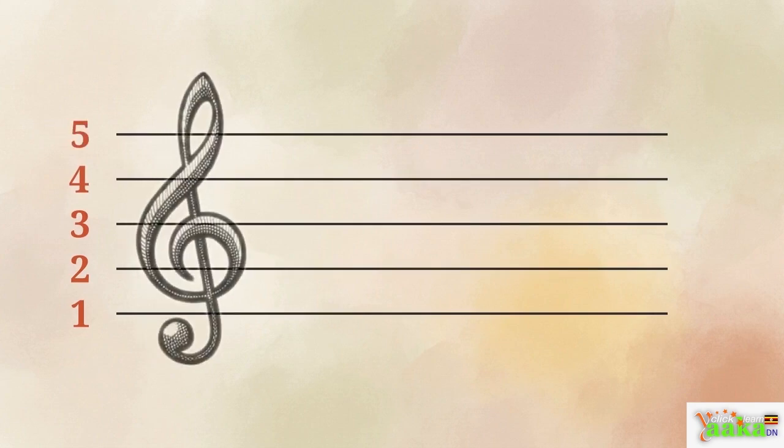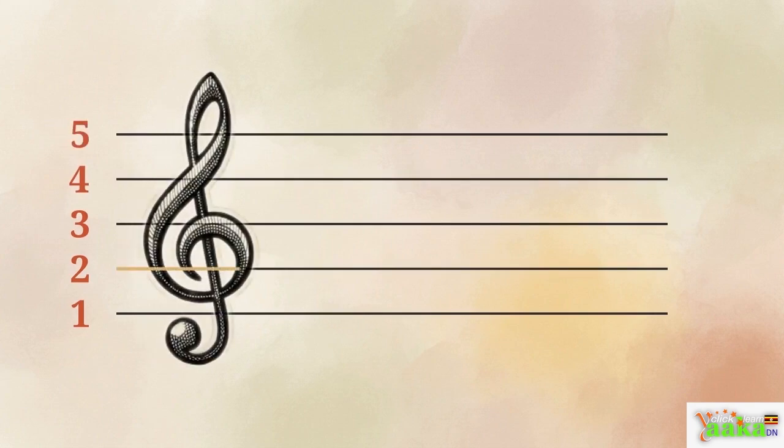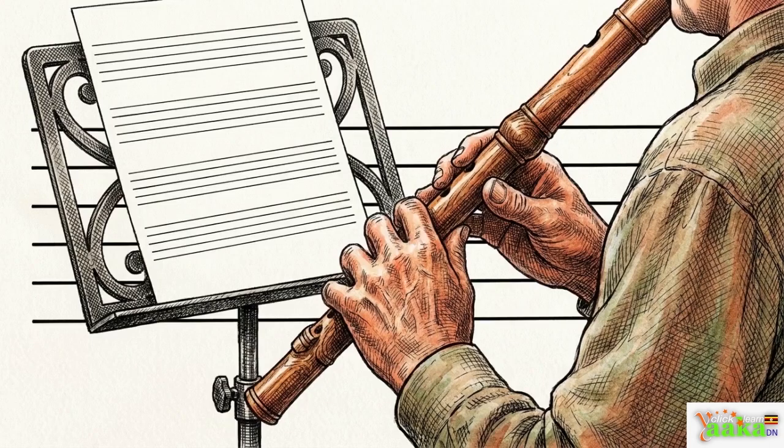To give these lines meaning, we add the treble clef. Notice how its inner loop wraps around the second line of the staff. This specific placement identifies that line as the pitch G. Until this symbol is placed at the start of the staff, the grid is blank. It provides no instructions, leaving the musician with no way to identify which notes to play.